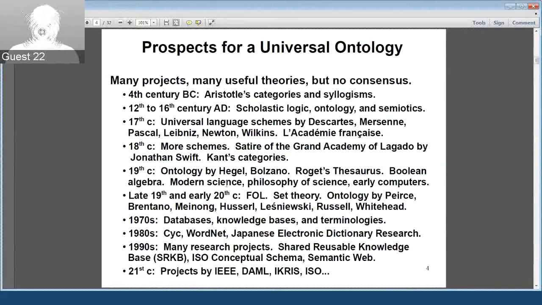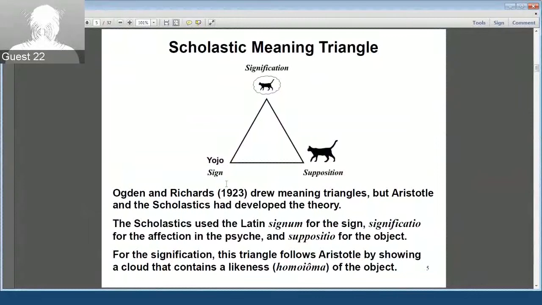This is the scholastic meaning triangle. They did not draw a triangle, but Ogden and Richards drew a triangle that was based on it, and they get all the credit for it. But there in the lower left-hand corner is a sign, the word Yojo, which has a signification, and the cloud at the top indicates something like a cat, a black cat, which the sign signifies.